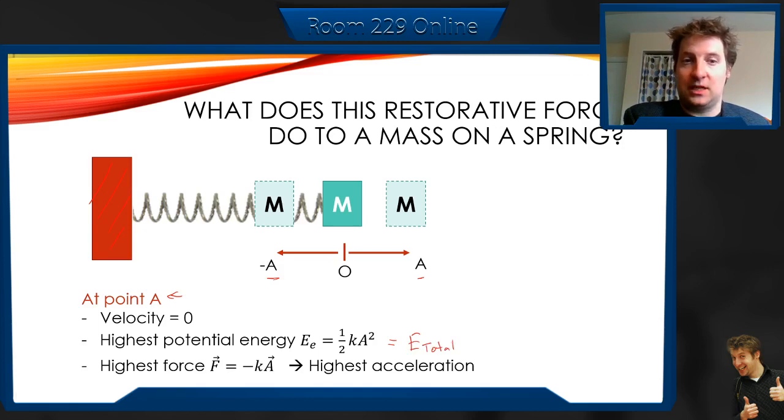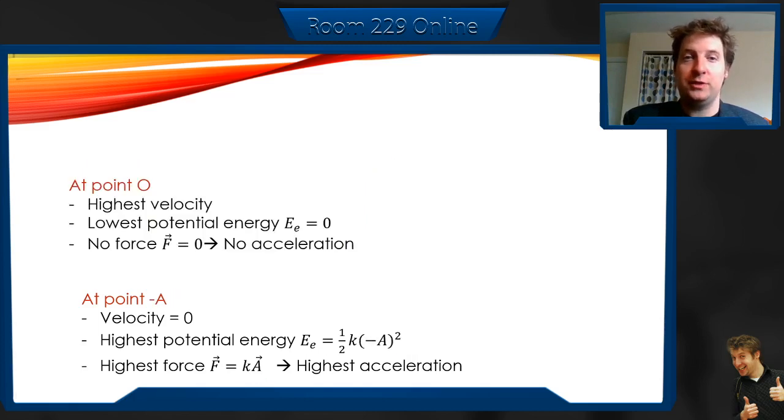It also has the highest force because it's the highest extension. The force is going to be equal to negative kA. So there's going to be a force acting in this direction, pulling it back. It's going to start accelerating back towards the equilibrium point, but thanks to Newton's first law, it's still going to have inertia. It's going to overshoot. It's going to get to point 0, and it's going to have the largest velocity because it's going to have the lowest potential energy but the highest velocity, which means it's going to have the largest K.